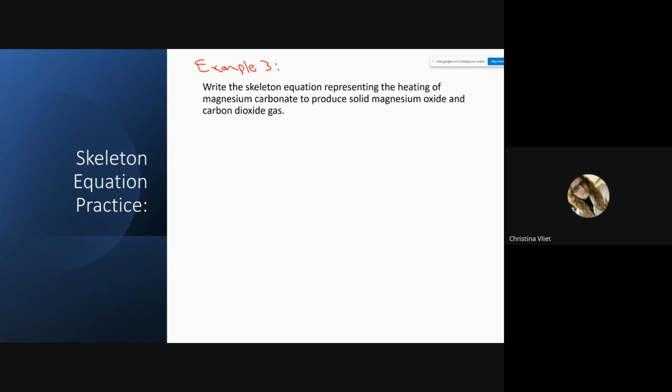We're going to do 2 more examples. This is one of them. Then I'm going to go over an outline of what you can expect to see on the test on Friday, and then you'll have time to work on the skeleton equations classwork in class.